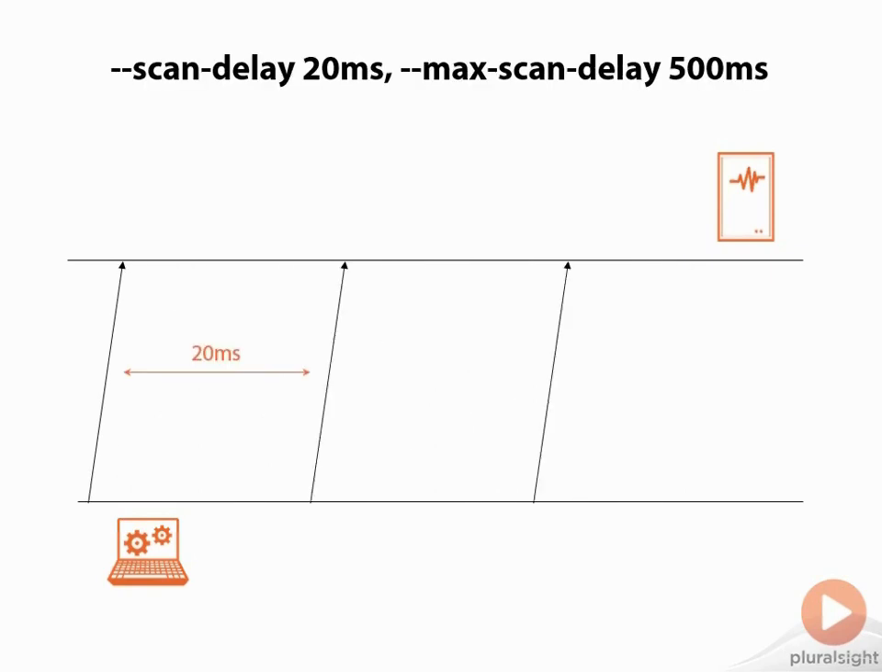Nmap pauses briefly after sending a probe before sending the next one. It does this to prevent flooding the network and losing packets for which it will have to retransmit. How long Nmap pauses is controlled through these two options.